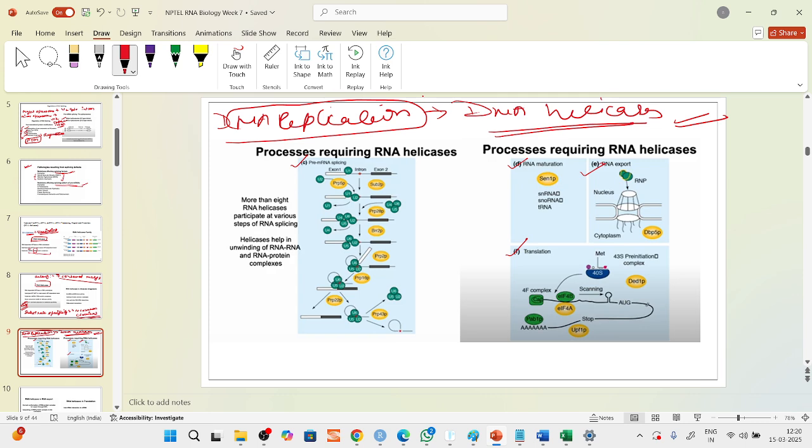And more than 8 RNA helicases participate at various steps of RNA splicing, and helicase helps in unwinding of RNA or RNA protein complexes. The major role of helicase is that it will unwind. So wherever RNA bonds are there, RNA complexes are there, these helicases help to unwind those RNA complexes, or they can also help in unwinding the RNA protein complexes. So here in translation, you have RNA protein complex. Even here, transcription factors are also proteins. So if any kind of unwinding has to happen between the transcription factors or the mRNAs or the RNAs, then there also RNA helicase will play the role.